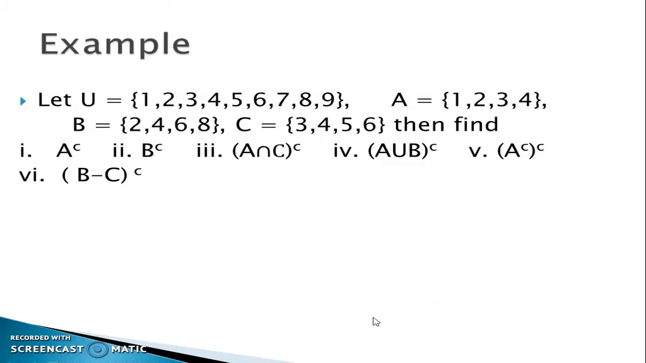Example of operations on sets. Let a superset or a universal set U is equal to 1, 2, 3, 4, 5, 6, 7, 8 and 9. Set A consists of 1, 2, 3, 4. Set B consists of 2, 4, 6, 8. And set C consists of 3, 4, 5, 6. Then find A complement, B complement, A intersection C whole complement, A union B whole complement, A complement whole complement, and B minus C whole complement.